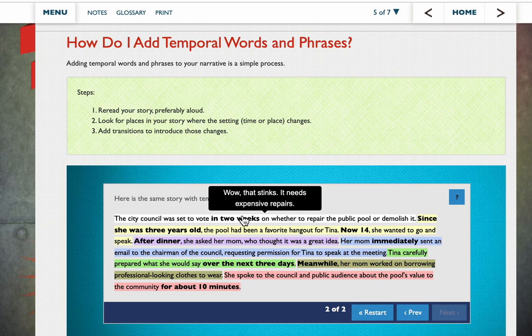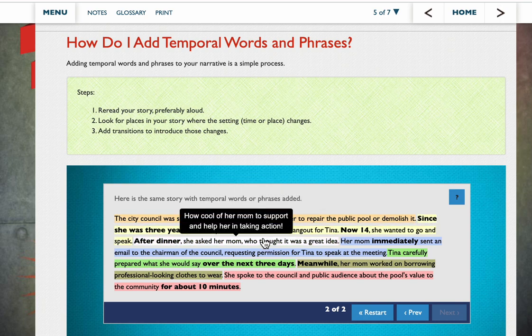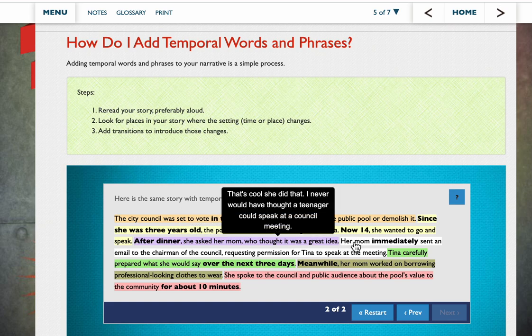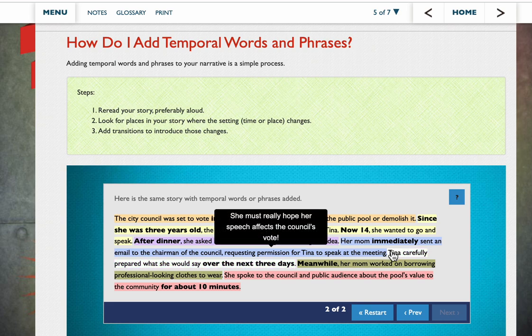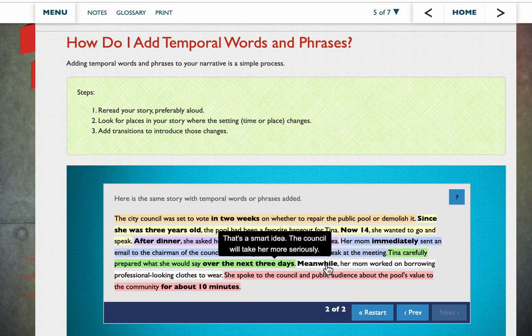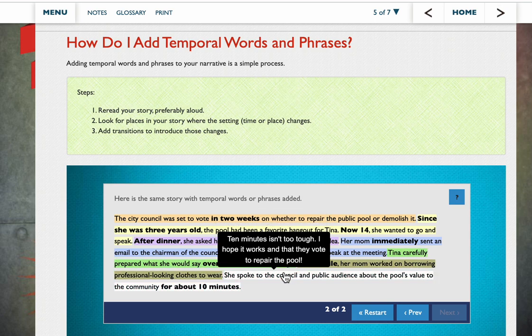Wow, that stinks. It needs expensive repairs. She spent most of her life in that pool. Of course she would want it repaired. How cool of her mom to support and help her in taking action. That's cool she did that. I never would have thought a teenager could speak at a council meeting. She must really hope her speech affects the council's vote. That's a smart idea. The council will take her more seriously by wearing professional clothes. 10 minutes isn't too tough. I hope it works and that they vote to repair the pool.